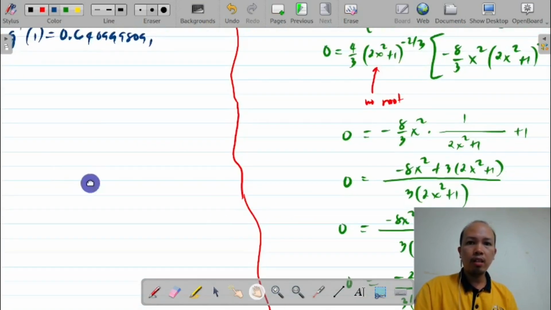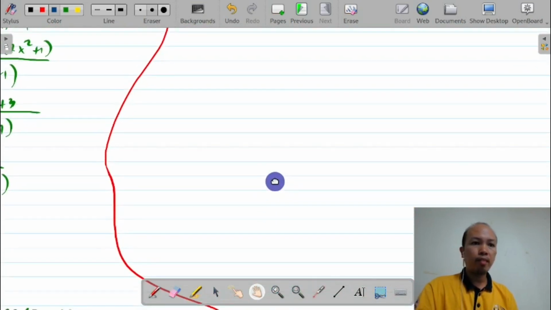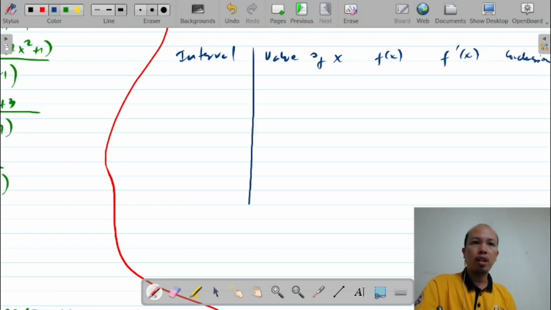Again, if you look at our graph, I don't know if you remember, in calculus 1 we write this as, let's say, interval, and then we put value of x, and then we have f of x, and then f prime of x, and then conclusion. I don't know if you remember this table.